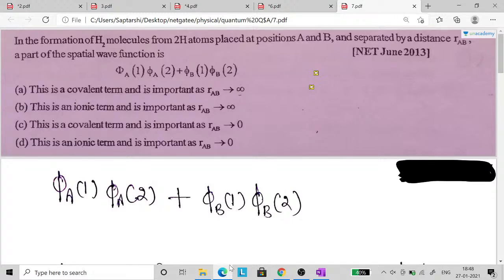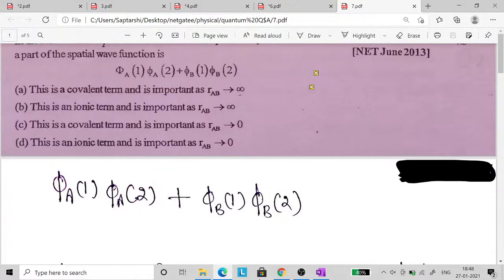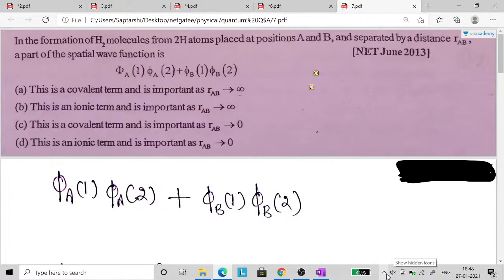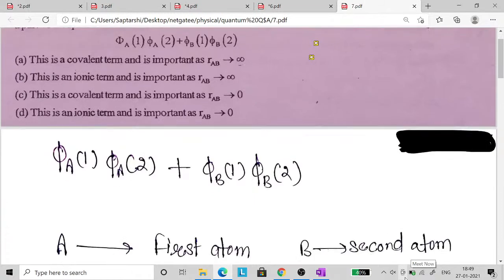Question 7 is an important question. Just look into this a bit carefully. So it's between covalent and ionic terms. It's more of an advanced concept. The formation of a hydrogen molecule from two hydrogen atoms placed at positions A and B separated by a distance R_AB. Part of the spatial wave function is given. Covalent term and ionic term are important, okay, so we have to say it's a covalent term and ionic term. And when is R important?